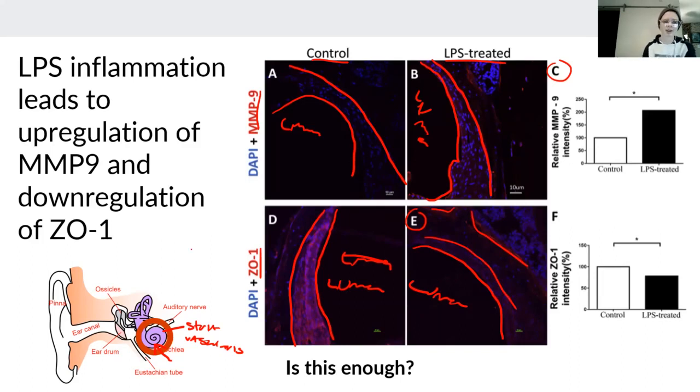And that can be shown quantitatively in figure F, where you see that it is not as dramatic as the MMP-9 increase, but there is still a significant decrease in the amount of ZO-1 that's holding these proteins together. And so what we have to ask at this point is, do you think that this is enough to show that MMP-9 is causing hearing loss and labyrinthitis? Because I don't think it's enough.